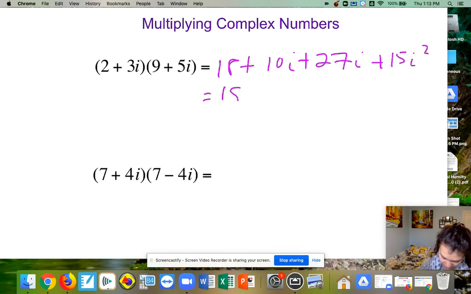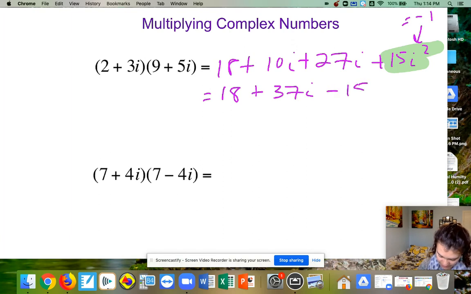So you can combine like terms. We'll get 37i. But then this chunk can become real. Because i squared equals -1, you get -15 right there. And now you can combine like terms again to get 3 plus 37i.